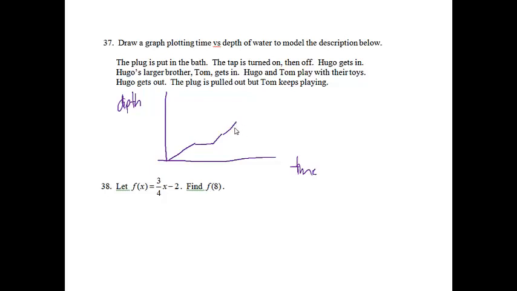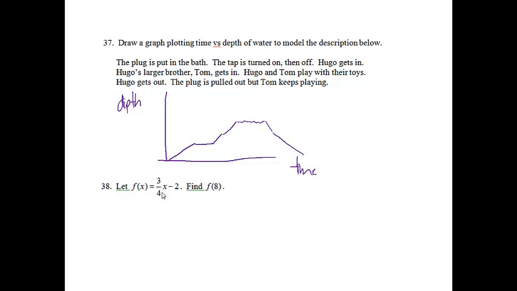And then Hugo and Tom play with their toys, so I'm assuming at this point in time the water's staying at a pretty constant level. However, there might be some little splashing, so water might be going in and out a little bit. Then Hugo gets out, which is going to make the water level go down a little bit. And then the plug is out, but Tom keeps playing. So I'm assuming that it's going to just kind of do a gradual decline till there's no more water in the tub.